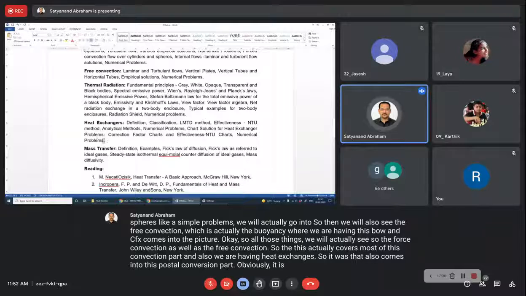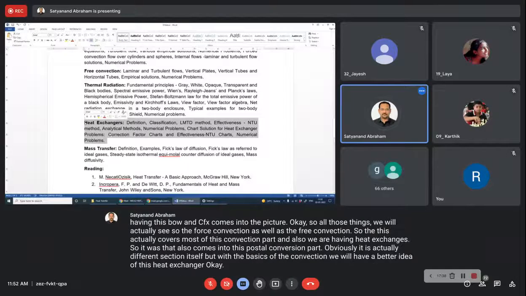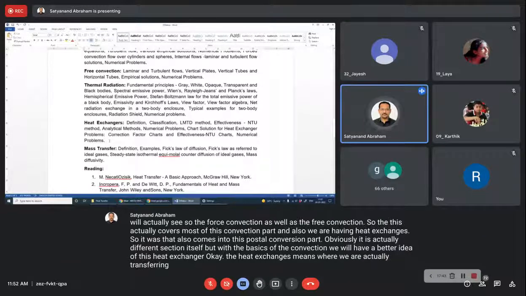Obviously, it is actually a different section itself, but with the basics of convection, we will have a better idea of heat exchangers. Heat exchangers are where we transfer heat from one fluid to another fluid. So that is known as a heat exchanger.